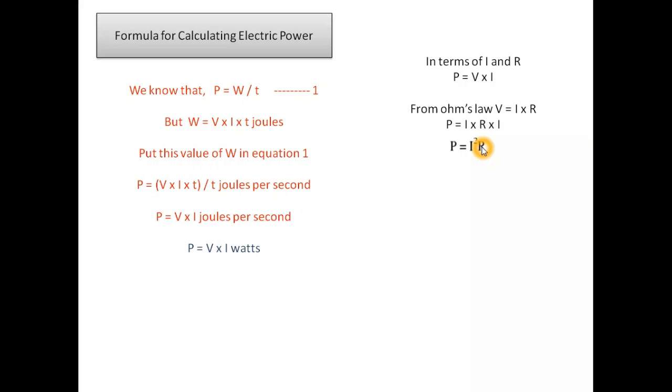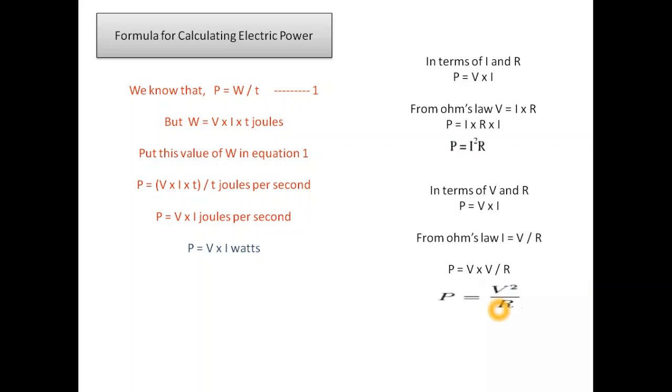Now if we calculate the formula in terms of V and R, potential difference and resistance, again we start with P equals V into I. From Ohm's law, I is equal to V by R. So we substitute for I: V as it is, and instead of I we write V by R. So we get P equals V square divided by R. This is another formula for electric power.